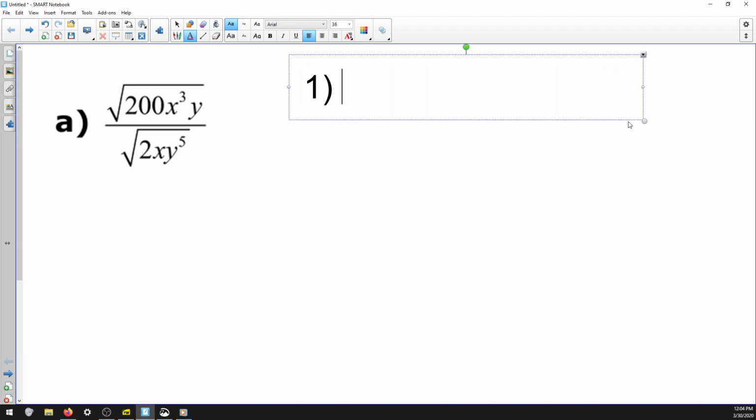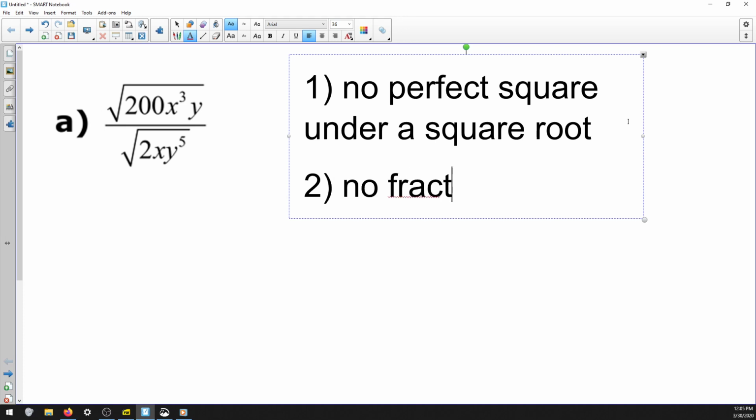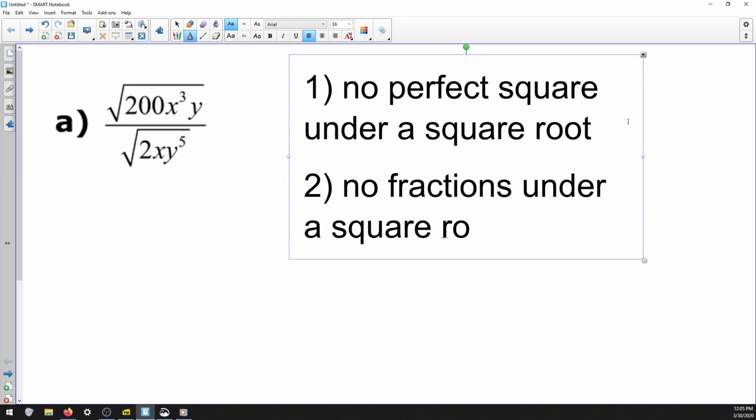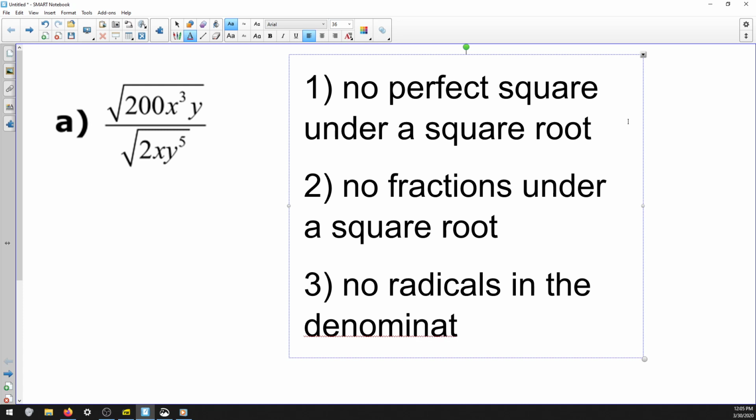We said there can be no perfect squares under a square root. Because this one's a square root, I'm going to specify it for that. There can be no fractions under a square root, under any radical really, and there can be no radicals in the denominator. If these three things are true, then we can check the box and say this is a simplified radical expression.